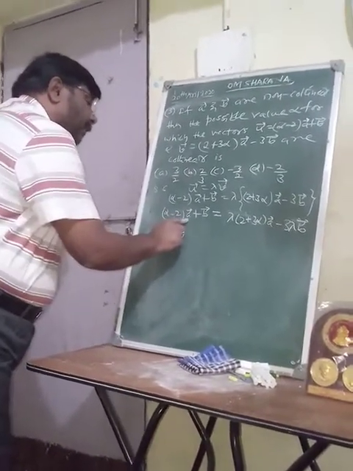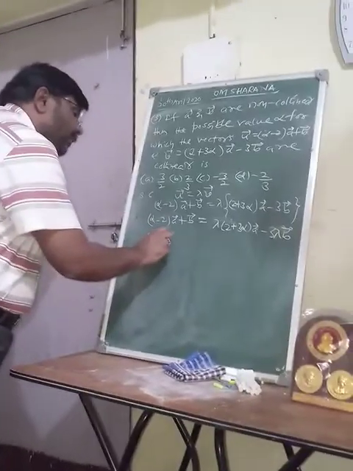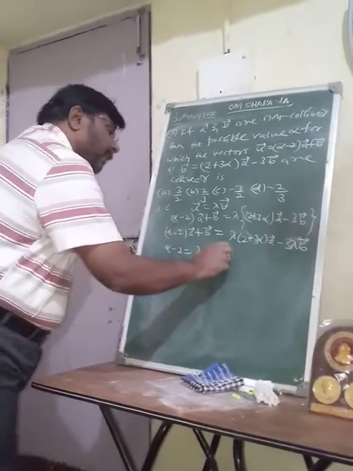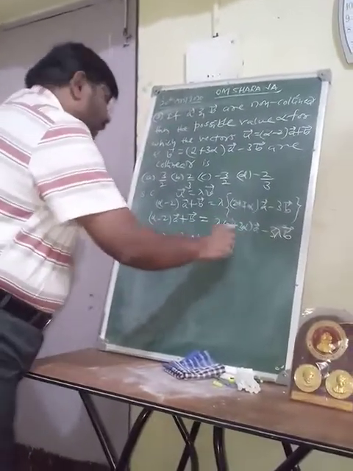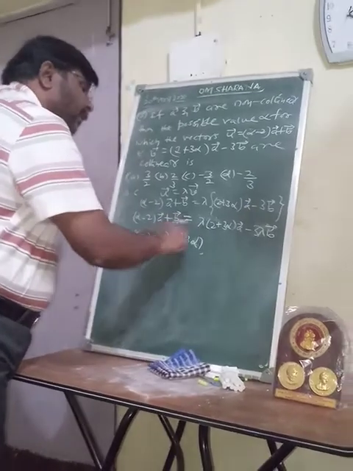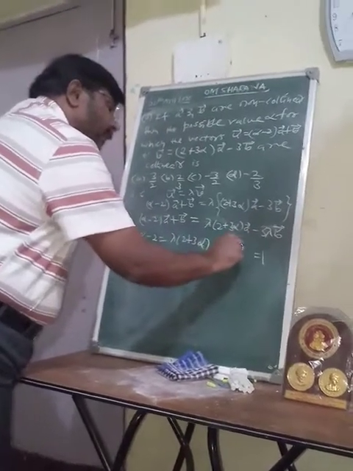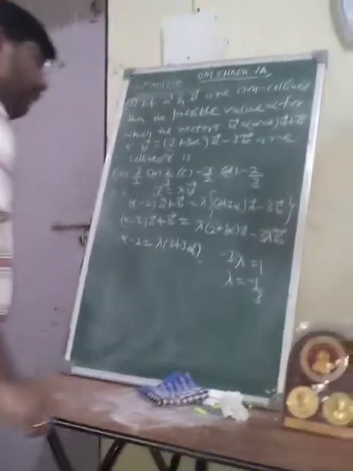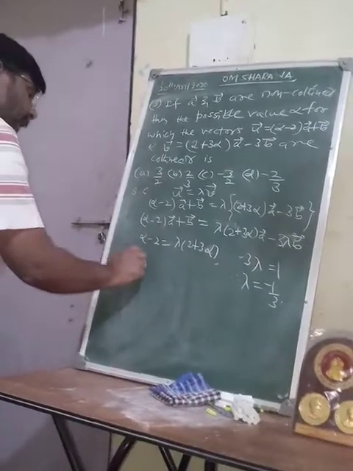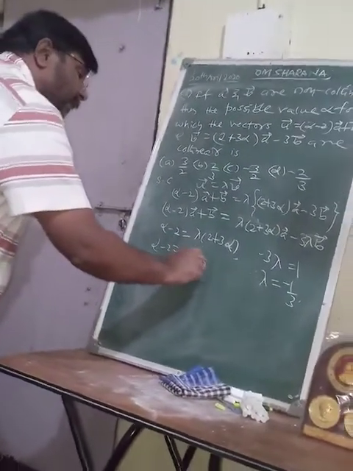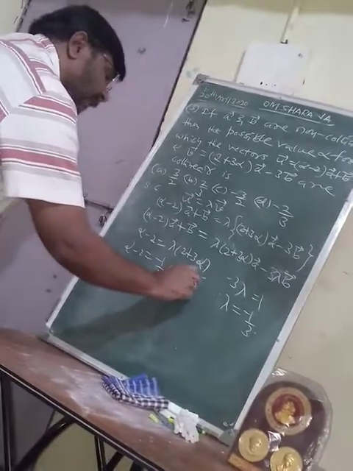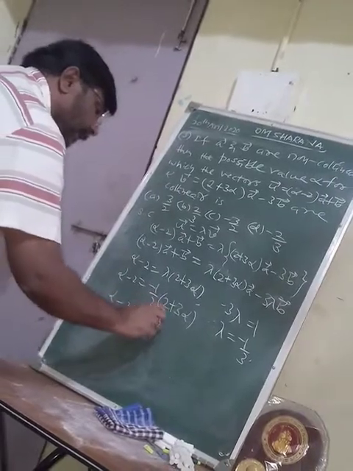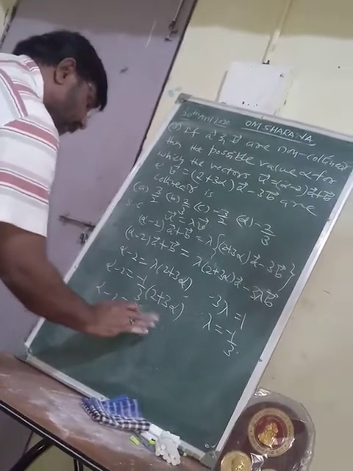So here the coefficient of A is alpha minus 2 equal to lambda times (2 plus 3 alpha). The coefficient of vector B is 1 equal to minus 3 lambda. So lambda equals minus 1 by 3. If you substitute here, alpha minus 2 equals minus 1 by 3 into (2 plus 3 alpha). Alpha minus 2 equals minus 2 by 3, 3 cancels, minus alpha.